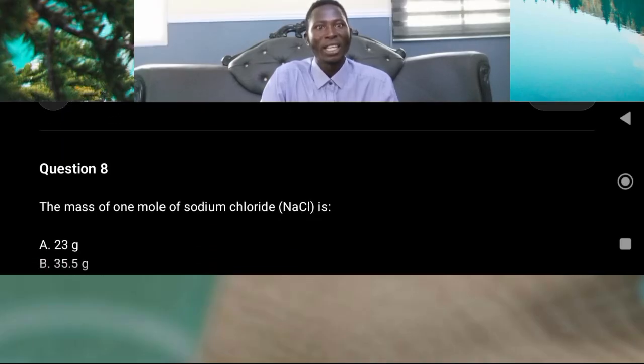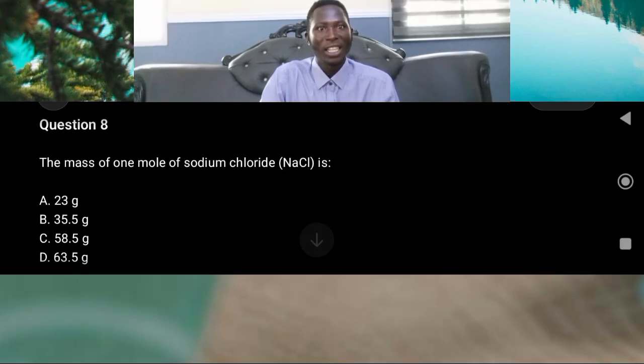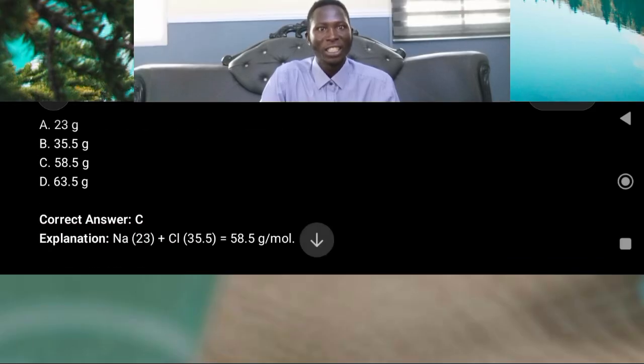So the next question is question 8. Question 8 says that the mass of 1 mole of sodium chloride is: A, 23 gram; B, 35.5 gram; C, 58.5 gram; and D, 63.5 gram. So what is the correct answer of this question? The correct answer is C. So we have sodium, which is 23, plus chlorine. Chlorine is 35.5. When you add everything together, it will give you 58.5 gram per mole.